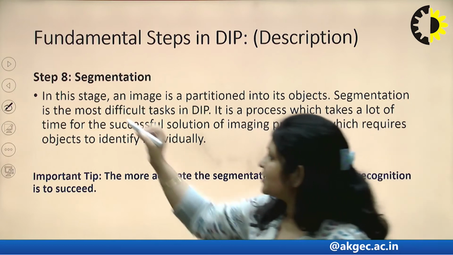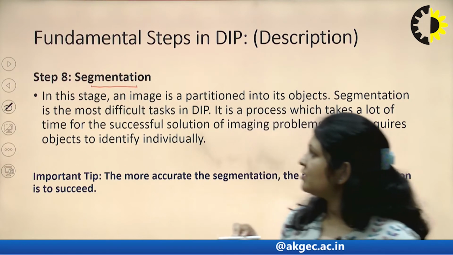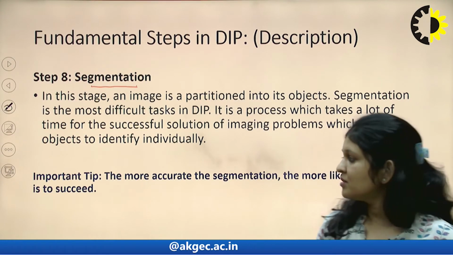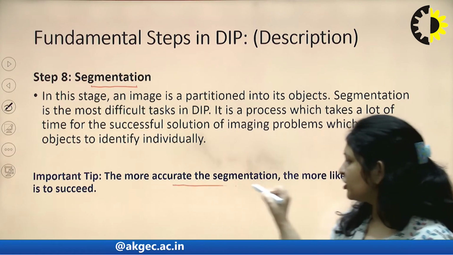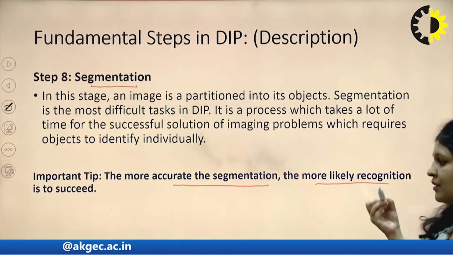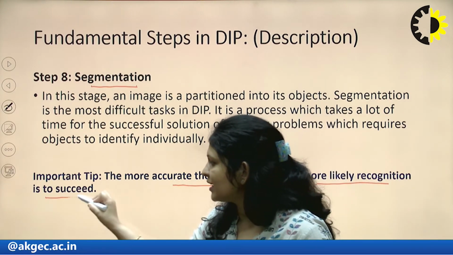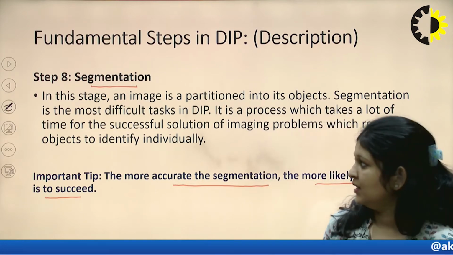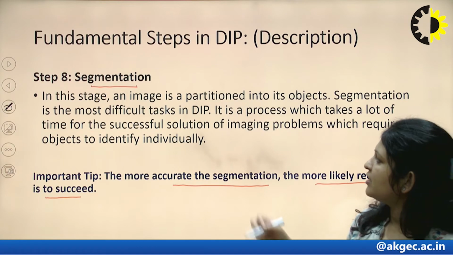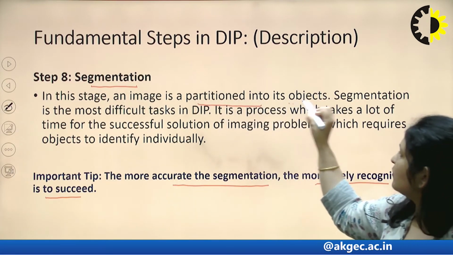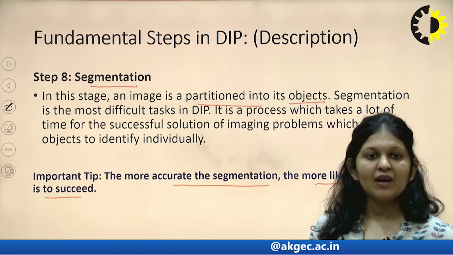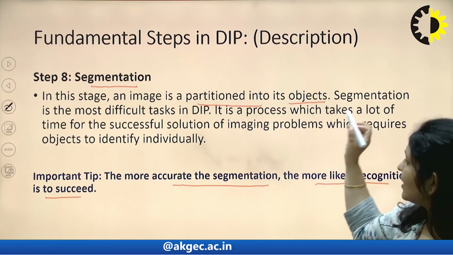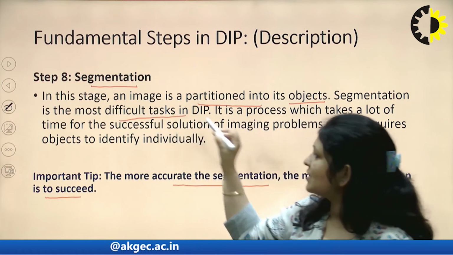Step 8, segmentation. This is one of the most important and one of the most difficult steps, because the more accurate the segmentation, the more likely we are able to recognize, and the more successful the image processing. In this stage, an image is partitioned into its objects. That is, we subdivide the image into smaller subparts, and as I told you, it is the most difficult task in DIP.